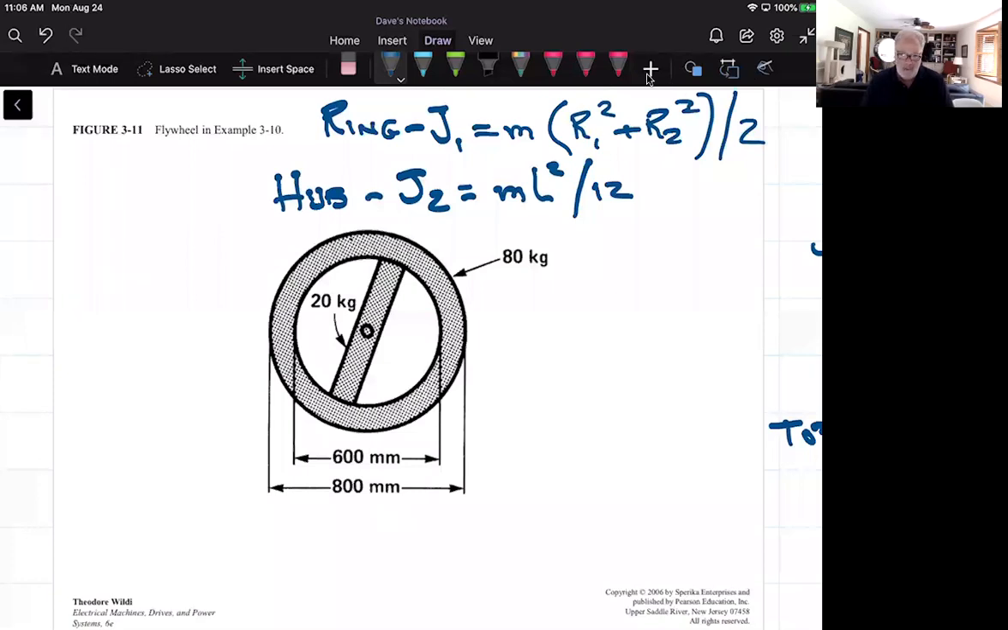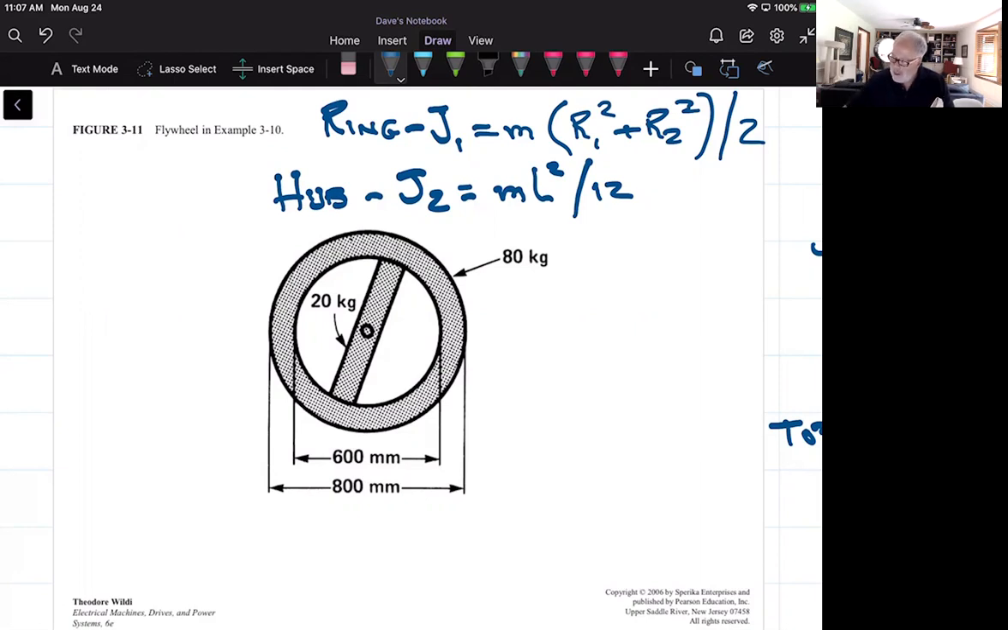Our second example, example 3.10, is different in that we're going to have to use two different J numbers to derive the total J value, or the total moment of inertia. What we've got here is a ring that he called an annular ring, and also a rectangular hub in the center. And again, this thing is rotating, so it consists of two different shapes.